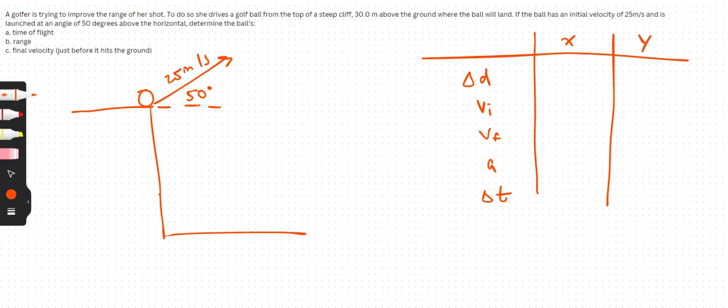So again, let's start by filling this chart. It says it's 30 meters above the ground, which means the displacement from the initial starting point to right here, where it's the ball's final position, is going to be 30. And again, let's say right is positive, and down is negative. So the ball is going down, so it's going to be negative 30.